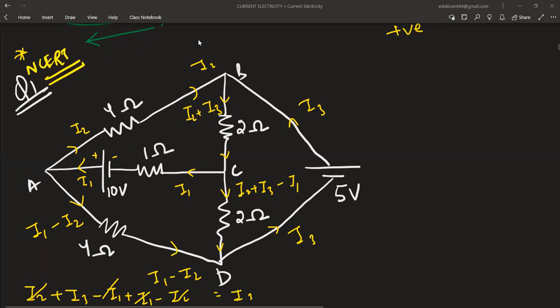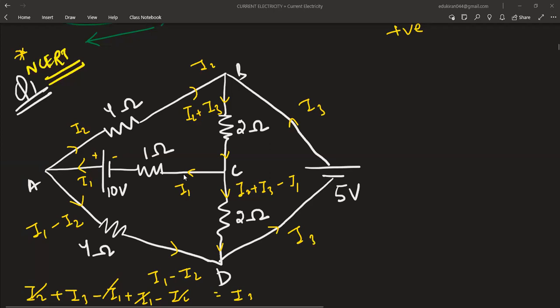Okay, so we have distributed the current properly. Now see, I1 was coming from the cell, I2 went here, then I1 minus I2 was left in this branch. Now from here I3 was coming, so I2 and I3 combined and made I2 plus I3. I1 left, so I2 plus I3 minus I1. Then I1 minus I2 and I2 plus I3 minus I1 came, and which made I3 back.